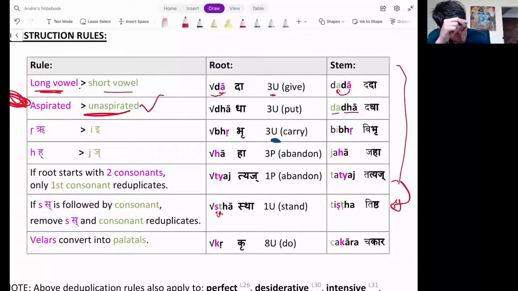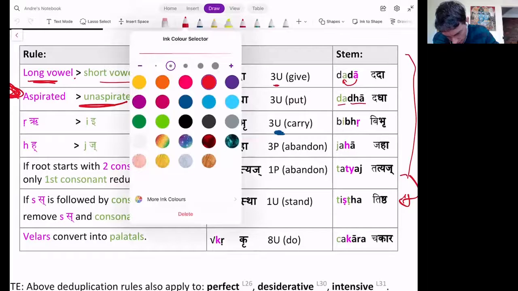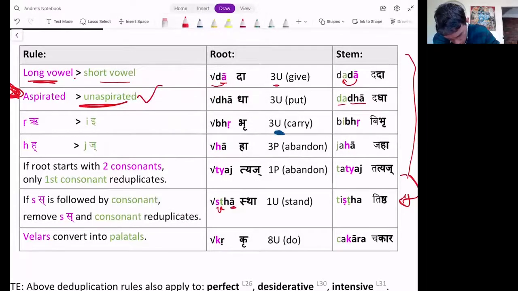Let me see here. I think I wrote some more notes about this special one because I knew someone was going to ask me. It says here the long A reduplicates. So we got rid of the aspiration, but this long A, instead of A, reduplicates as E. Long A should reduplicate as A, technically.